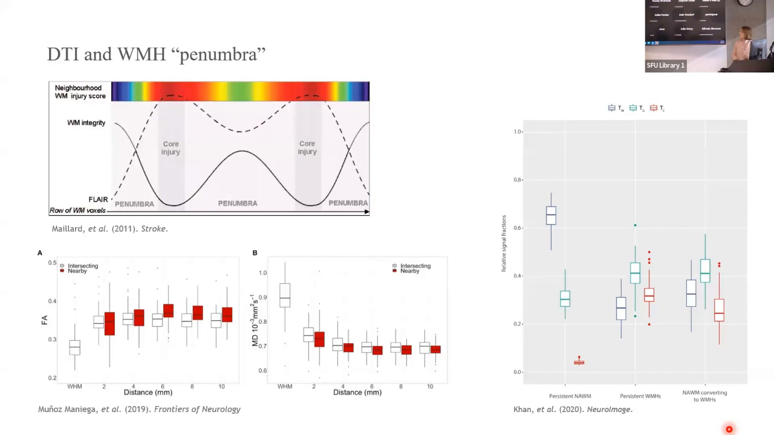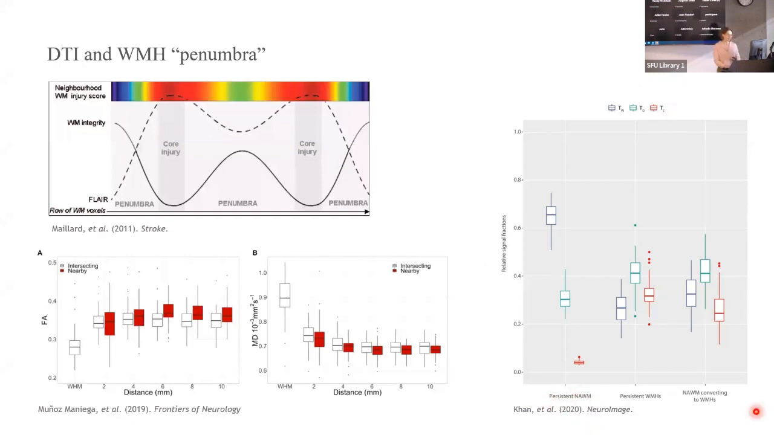Another thing that's been done with diffusion tensor imaging is looking at tissue that appeared to be normal, healthy tissue at baseline, and then over the course of a follow-up time point, converted into a white matter hyperintensity. So this is work from Amy Brotman's group, where it's still based in diffusion tensor imaging, but they deconvolute the signal of the diffusion tensor into a white matter component, which is the W, a gray matter component, and a CSF-like component, which is in red.